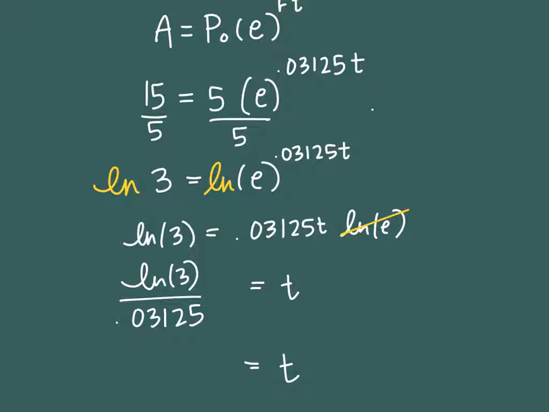So let's check what that is. It's the natural log of 3 divided by 0.03125. So we'll check that out. The natural log of 3 divided by 0.03125. So 35.156 years. Okay, 35.156, and that's measured in years.